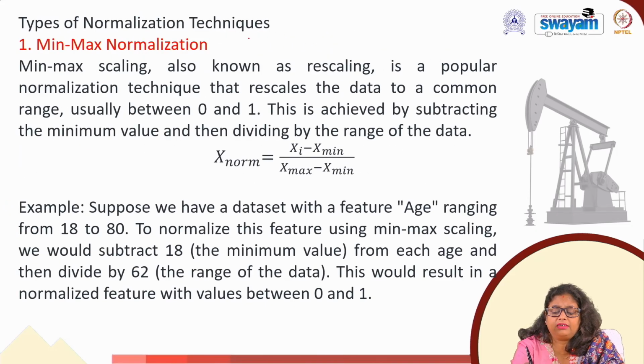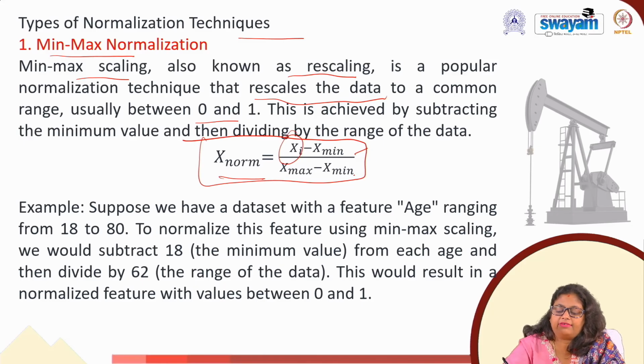First, under types of normalization techniques, we have min max normalization. We can call it min max scaling as well, which we started in the last class, and it is also known as rescaling. It is a popular normalization technique that rescales the data to a common range, usually between 0 and 1. X normal is equal to xi minus x min divided by x max minus x min, where xi is each feature value. This is the way we calculate x normal.